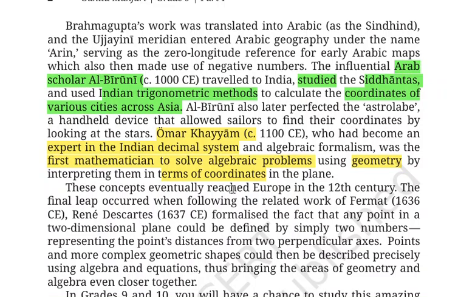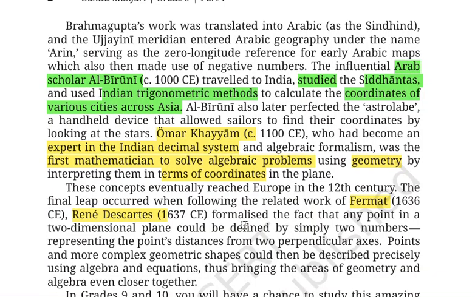Finally, where did this concept reach? It reached Europe in the 12th century. The final leap occurred following the related work of Fermat and then Rene Descartes. They formalized the fact that any point in a two-dimensional plane could be defined by simply two numbers. Who told this? Rene Descartes and Fermat.